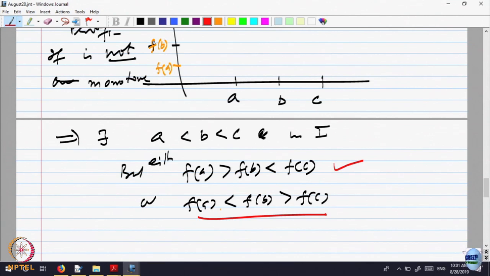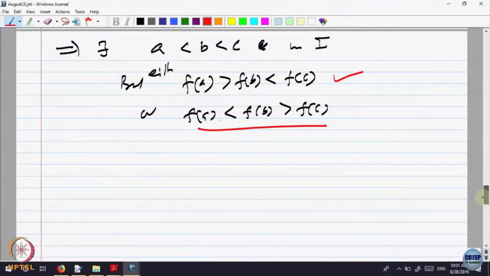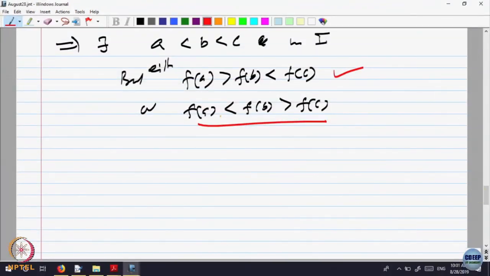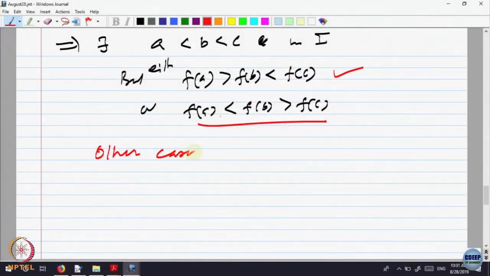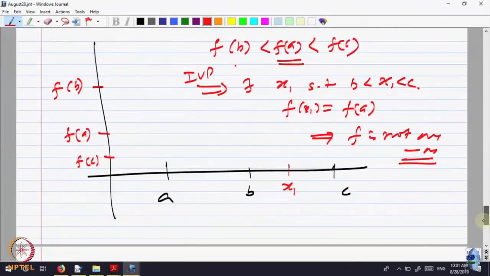So the basic idea is that the 1-1 property and continuity imply it has to be monotone. If not, it will contradict the intermediate value property somewhere. So write down all the other possible cases. We looked at when this is in between. Other cases: f of c is in between, f of b less than f of c less than f of a. So that gives you 2, and similarly 2 other cases.